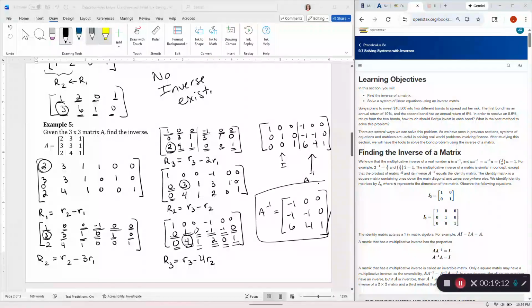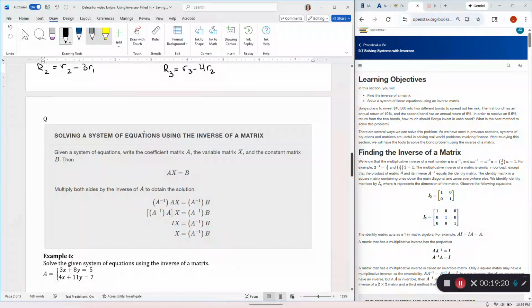Okay, I'm going to stop this video. We're not done with this section, though. We're going to also talk about how to use inverses to solve systems of equations. So that's next.